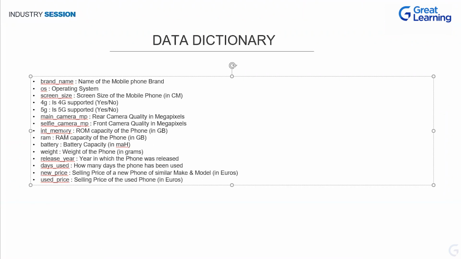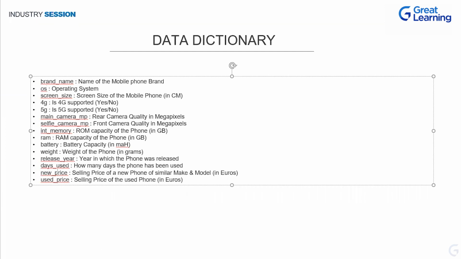What is the internal memory? So the ROM, right? If it is 32 GB, 64 GB, 128 GB, what is the capacity? Then you have the RAM, the processing power of the phone, right? The battery in milliampere, weight of the phone in grams, the release year, in which year the phone was released by the manufacturer, then the number of days the phone has been used, right? The selling price of a new phone of similar make and model, and the prices are given in euros. So this is the data from a European nation.